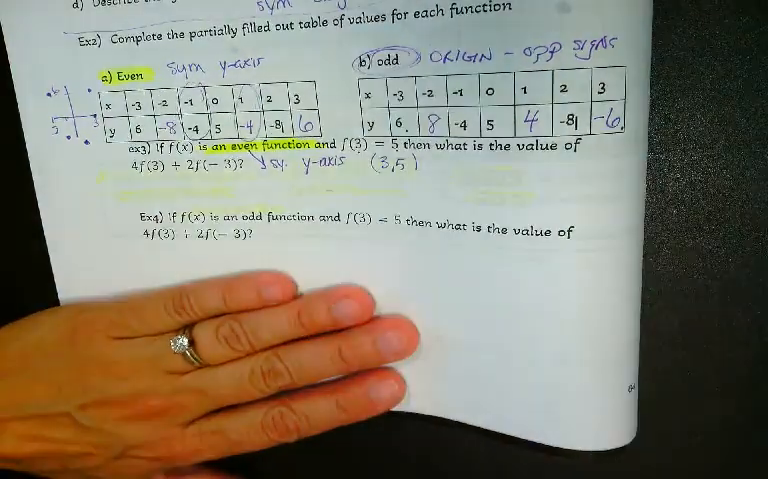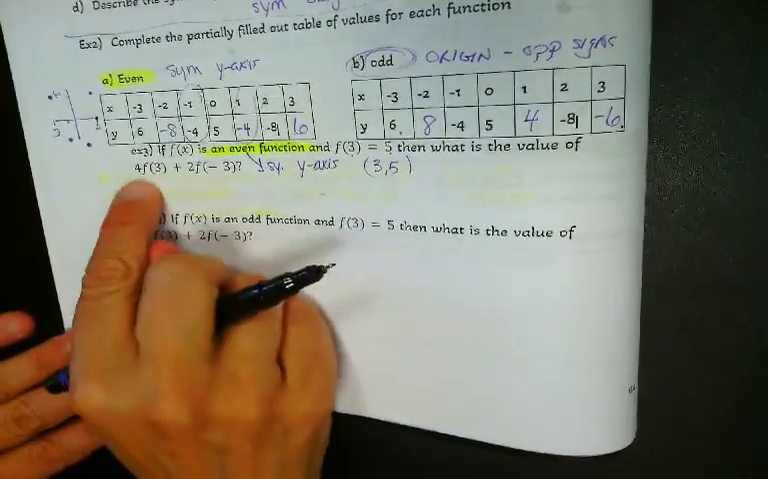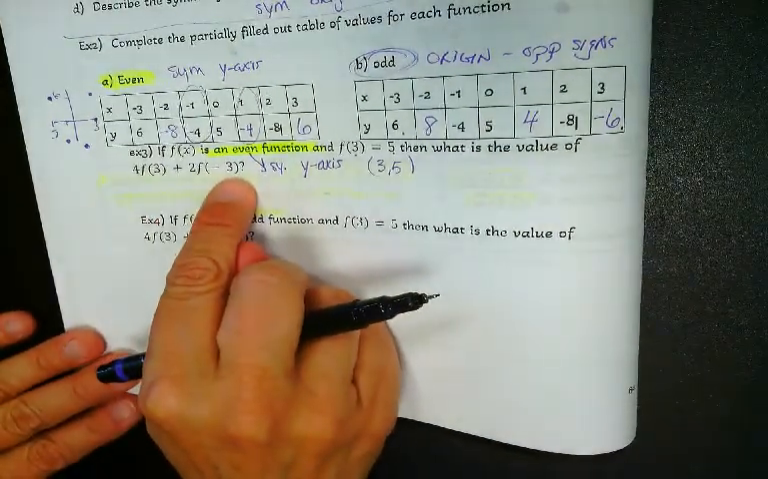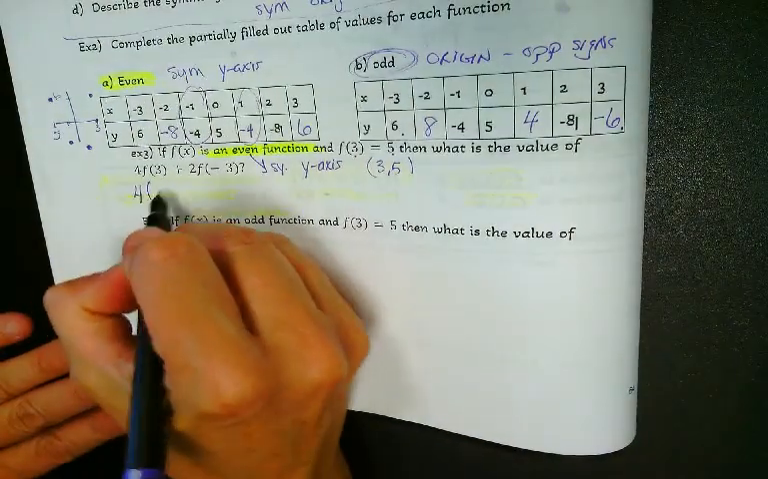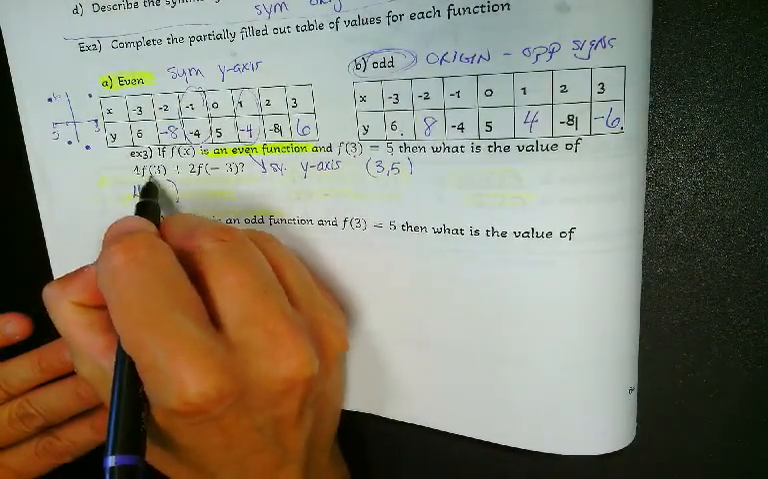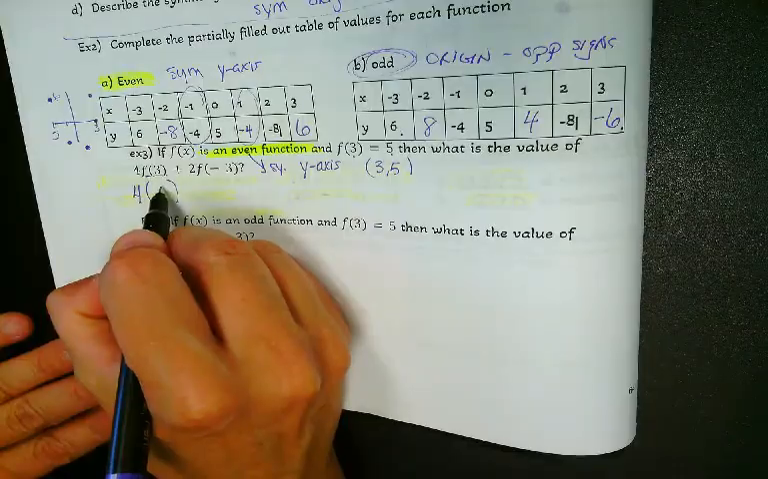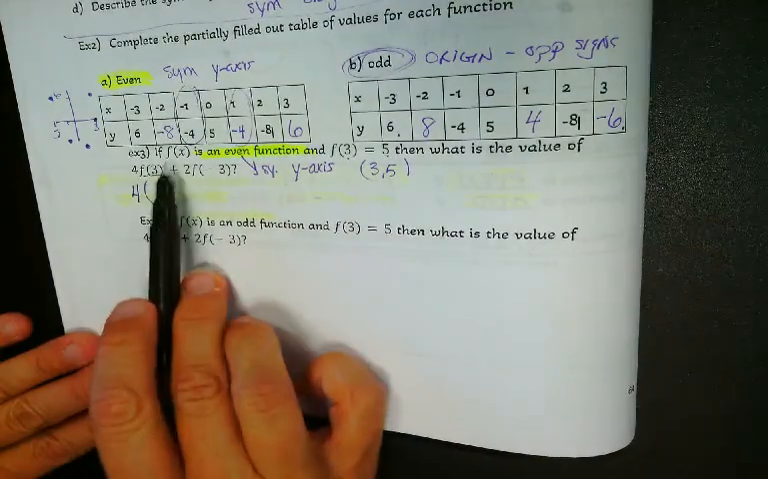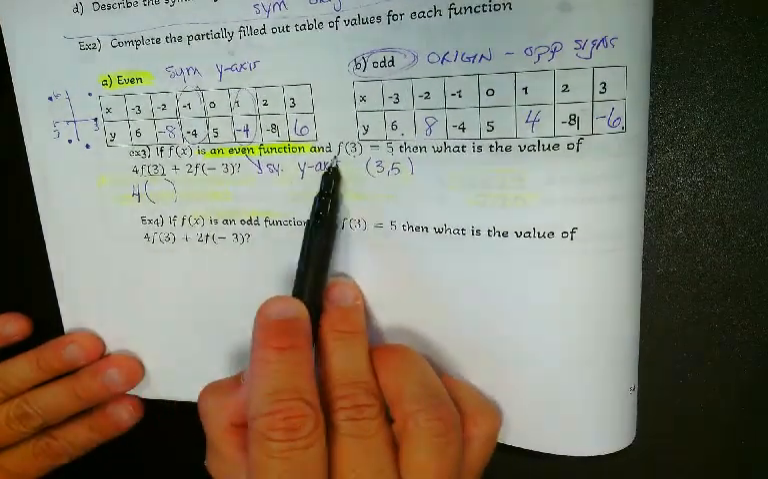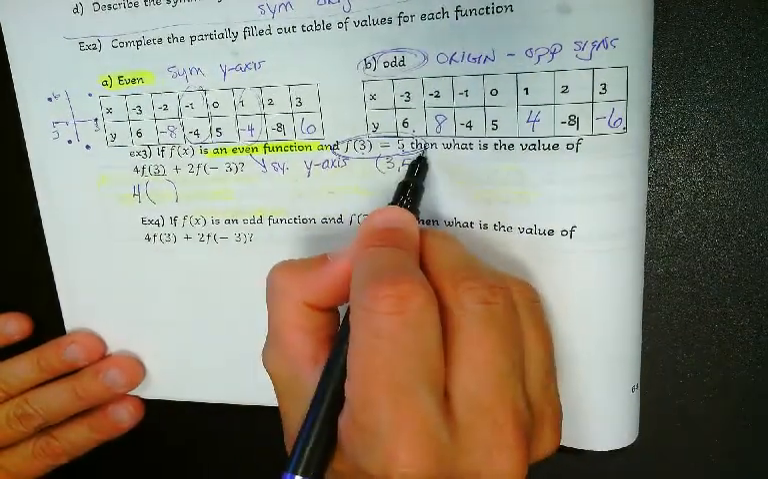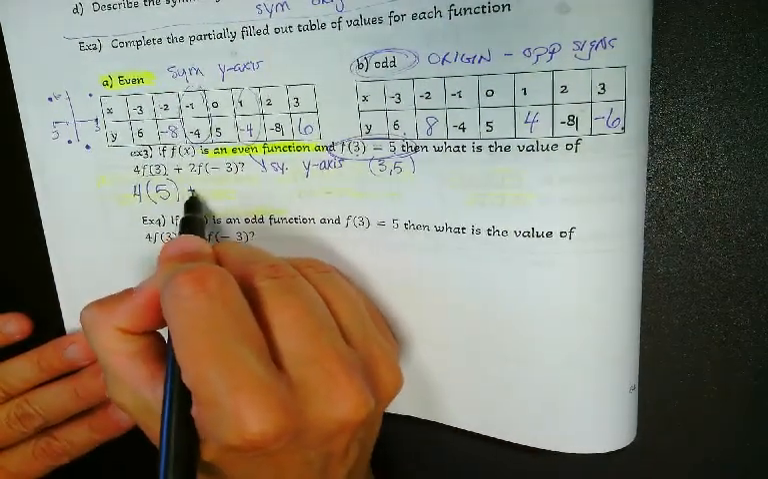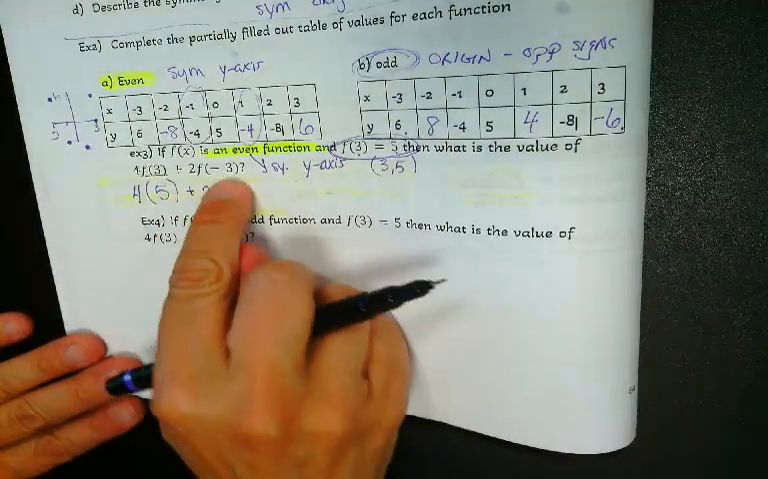Input, output. What is the value of f of 3 plus 2 times f of -3? All right, so let's go. We have 4 times. What do we know about f of 3? F of 3 is, based off this right here, 5, yep. Plus 2. Now I need f of -3.